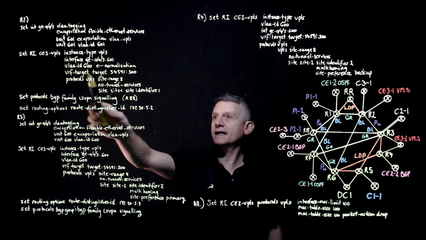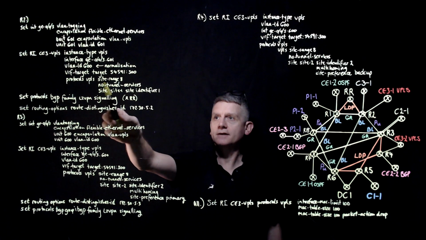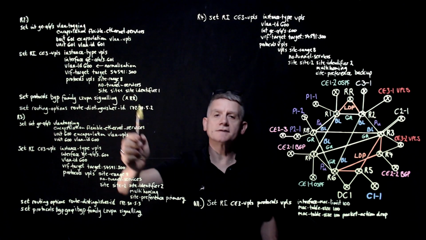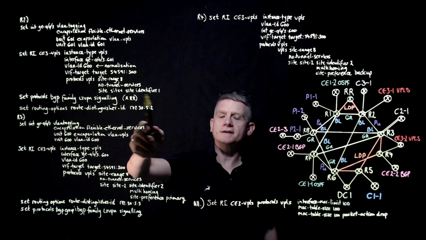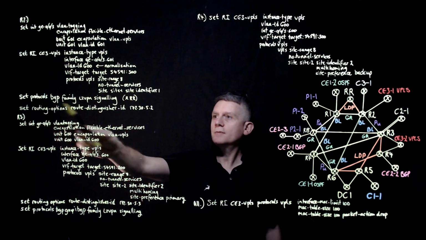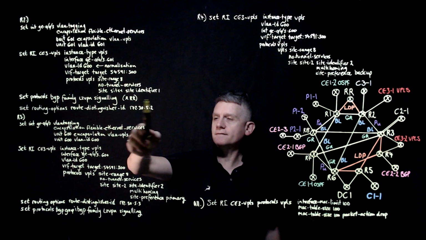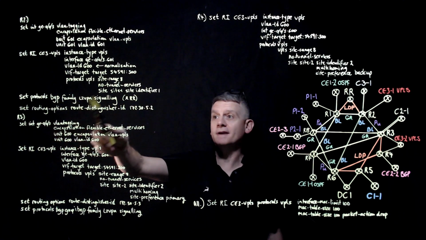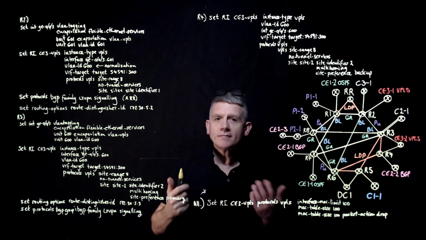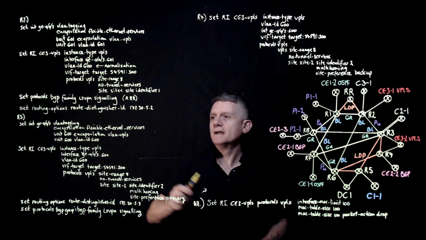We've got VRF target, then we've got protocols VPLS, got our site range, no tunnel services, which you just have to know about, and then site 1, site identifier 1. We've got the same family of signaling as we do on the layer 2 VPN, so it's family L2 VPN signaling. We need that on the route reflector as well, of course.